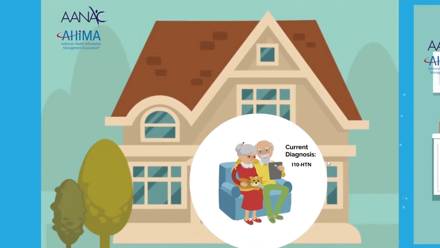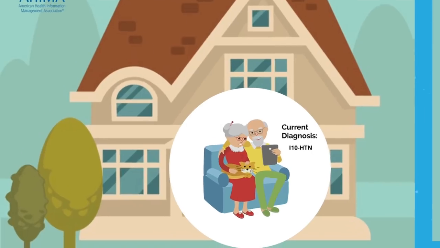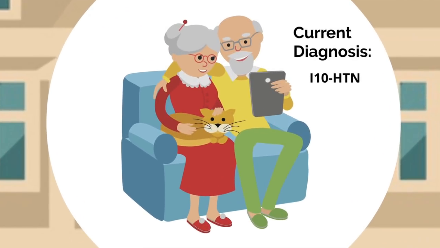Mr. Jones lives at home with his wife. He is 75 years old and has traditional Medicare Part A and B insurance. He's in good health and takes an antihypertensive to control his blood pressure. The ICD-10 code I-10 for hypertension is noted on the screen.